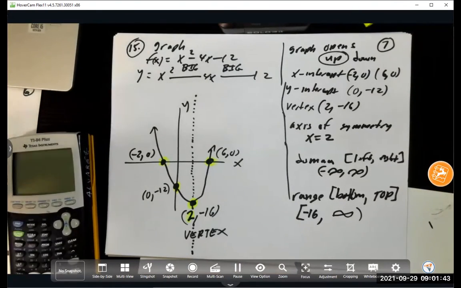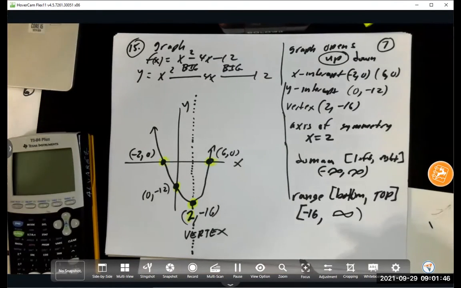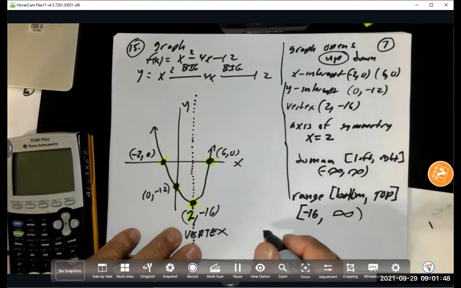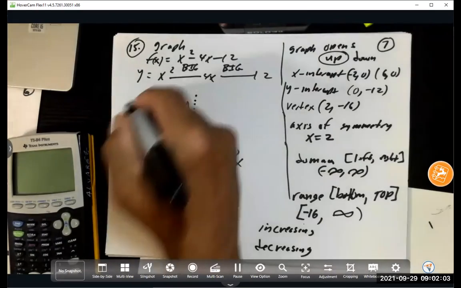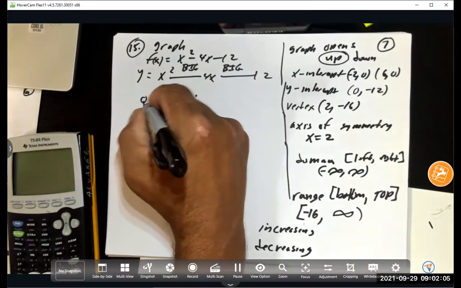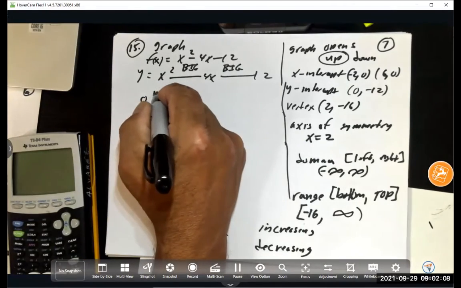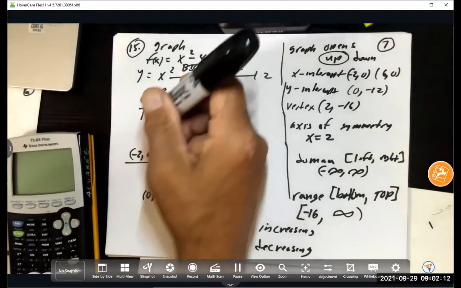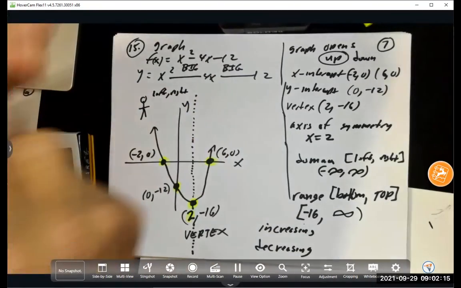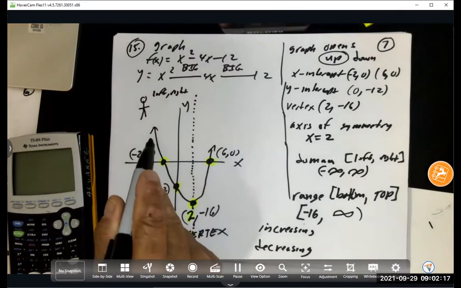And then the last question asks you, you know the question it's going to ask. It's going to say decreasing and increasing. Okay, let me do it this way. Increasing and decreasing. All right. If you're walking on this graph right here, from the left to the right, are you going down the stairs right here? Is it decreasing right here?